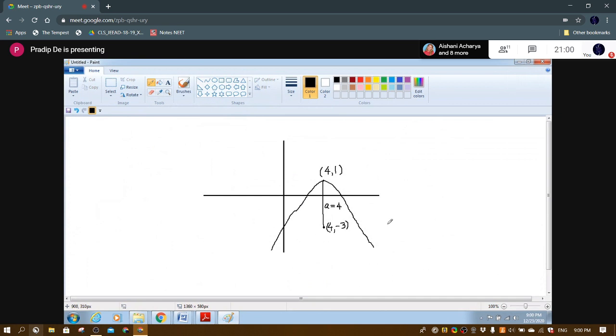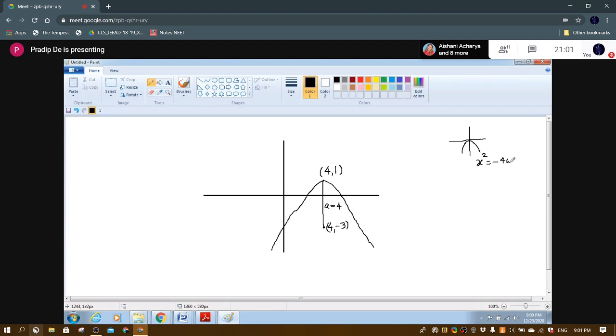Clear? Can you find the equation now? Yes. At once. Quick. What will be the equation? I draw another diagram. If the parabola was like this, sorry, if the parabola was like this, then the equation would have been x squared is equal to minus 4ay.